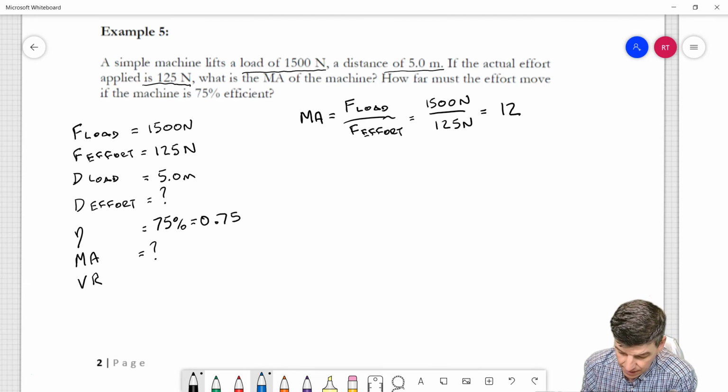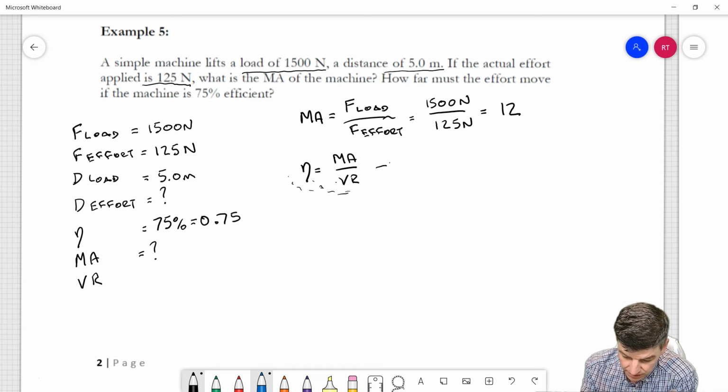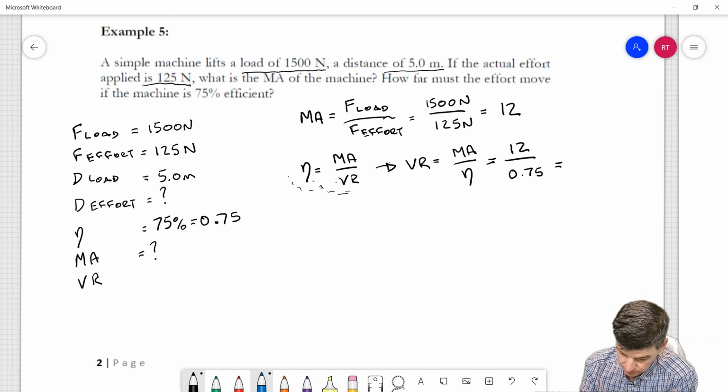Once I've found MA, then what I can do is use my efficiency to find VR. So efficiency is equal to MA divided by VR. I'll rearrange to solve for VR. So VR is going to come up to the top and efficiency is going to come down. So when I rearrange that, VR is equal to MA upon efficiency, which is 12 divided by 0.75, and that equals 16.